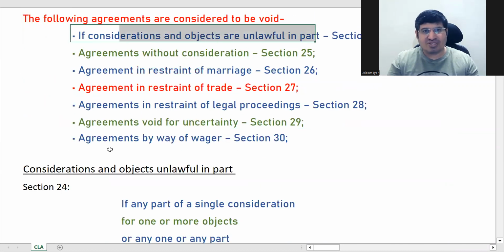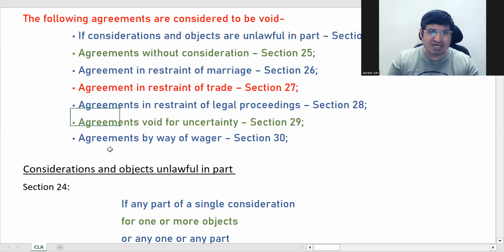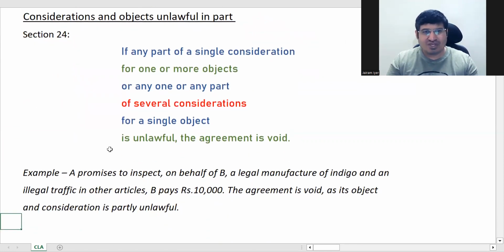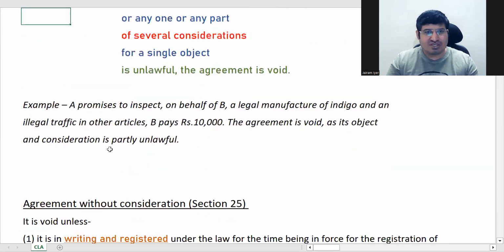So this is the first one here: consideration and object unlawful in part. You can just write in your own words. You don't even have to learn this. Just learn these main sentences. By the time I have explained all this, you can write everything in your own words. Fine. So this is one.